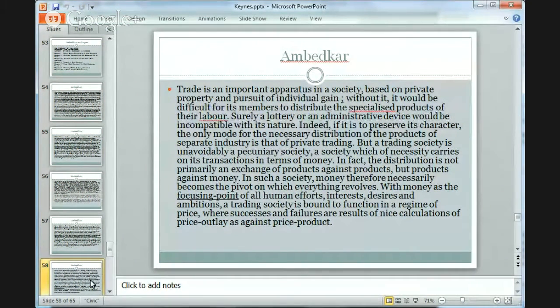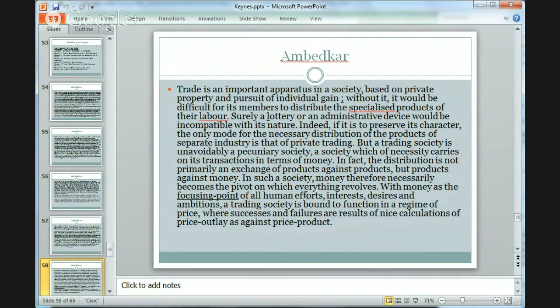Indeed, if it is to preserve its character, the only mode for the necessary distribution of the products of separate industry is that of private trading. But a trading society is unavoidably a pecuniary society, a society which by necessity carries on its transactions in terms of money. In fact, the distribution is not primarily an exchange of goods, of products against products, but products against money. In such a society, money therefore necessarily becomes the pivot on which everything revolves.